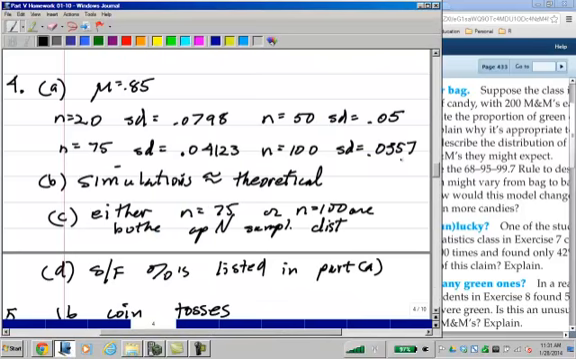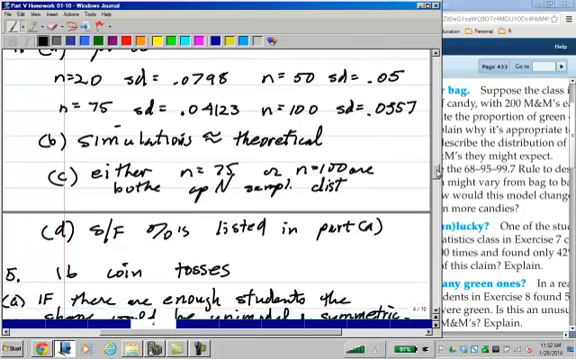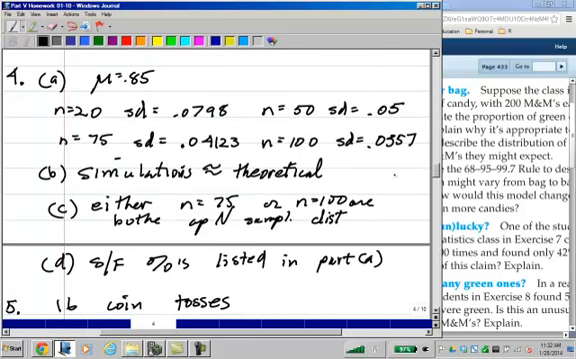For part A, the mean equals 0.85. For N equals 20, the standard deviation equals 0.0798. For N equals 50, the standard deviation equals 0.05. For N equals 75, the standard deviation equals 0.0413. For N equals 100, the standard deviation is 0.0357. So the simulations are approximately equal to the theoretical. They're very, very close.